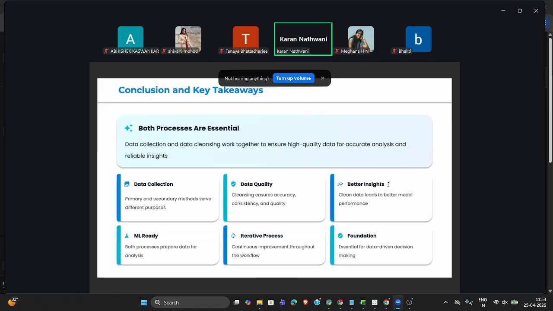So this is the conclusion and key takeaway points. We talked about how to pre-process and cleanse data, how the data quality can be improved, how the data collection has been done, primary and secondary, and how we can have better insight by cleaning the data. Of course, there are certain pros and cons to cleansing the data, but we learned a lot of techniques today. So thank you so much. I'm open for questions if you have any.